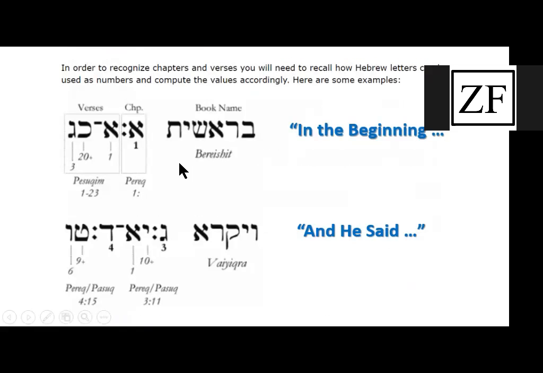Okay, so the first book, Bereshit, is In the Beginning. Vayikra, this is Vayikra, which is And He Said. That's the 3rd book. Okay, it's a book about the Levites. So we call it Leviticus, which is the Latin name for the Levite book. In Hebrew, it's And He Said, because you all know that the vav in the first word means and, and this is he said.